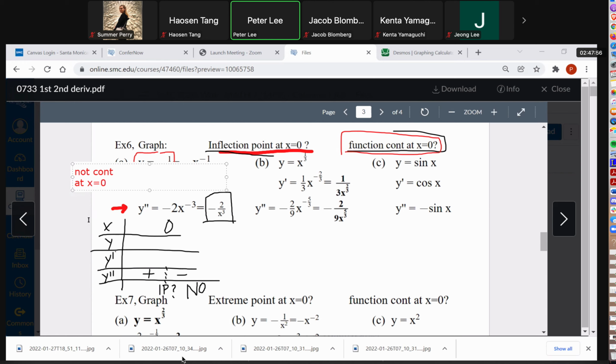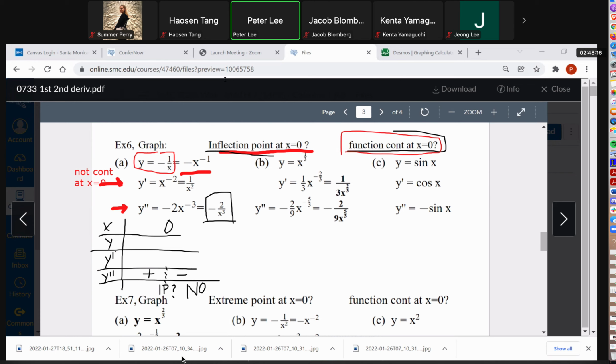If we don't have continuity, then we have no inflection point and no extreme point. Extreme points and inflection points all depend on continuity. So this guy is a no. Even though concavity changes, we don't have an inflection point. Okay, so now let's look at this. How about this right here?